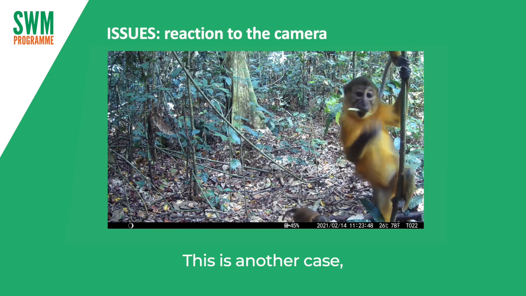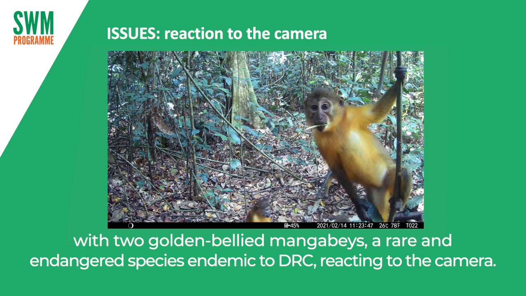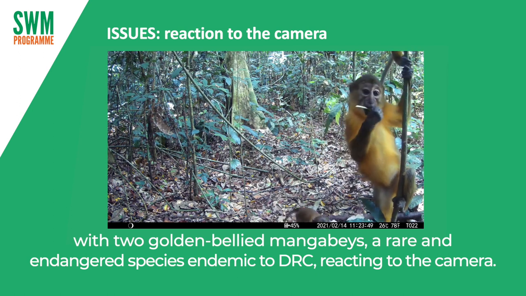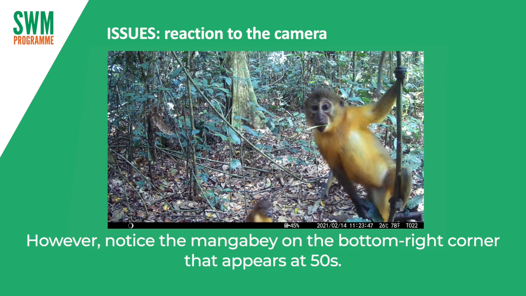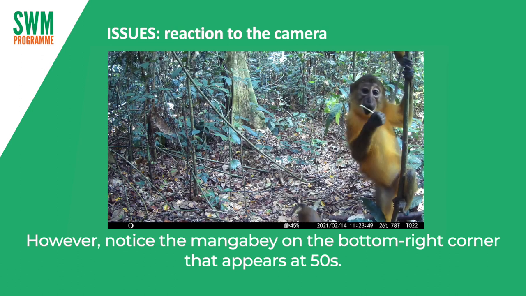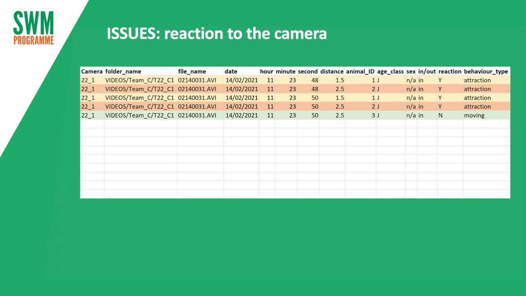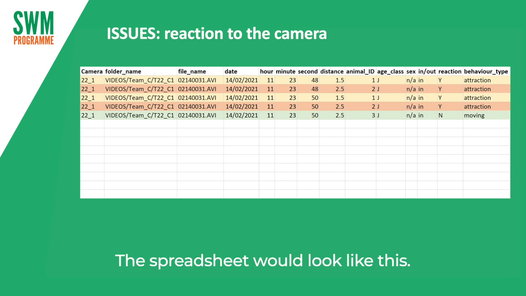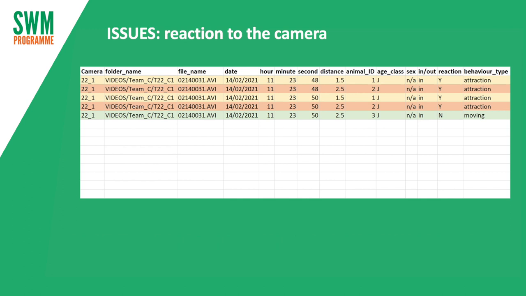This is another case, with two golden-bellied mangabeys, a rare and endangered species endemic to the Democratic Republic of the Congo, reacting to the camera. However, notice the mangabey on the bottom right corner that appears at 50 seconds. It did not react to the camera trap. The spreadsheet will look like this. One entry for each individual. Make sure you specify which individuals are reacting and which are not.